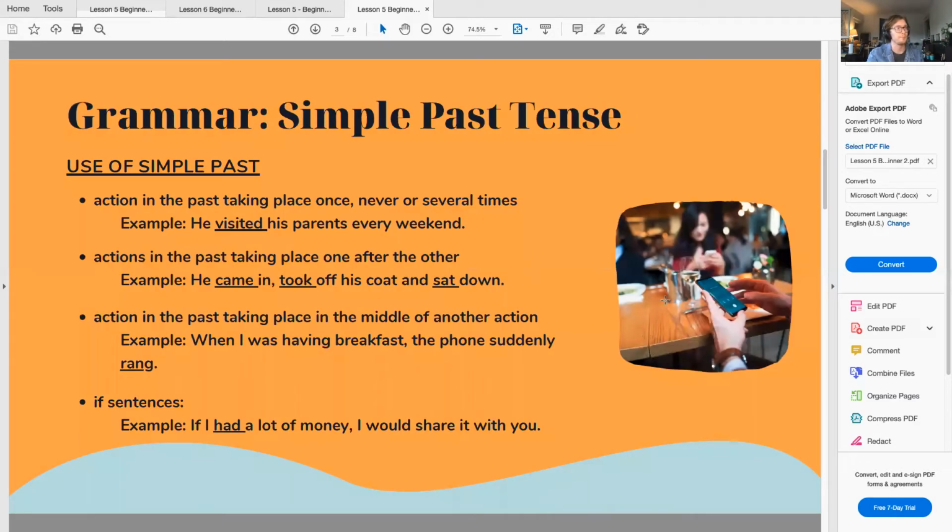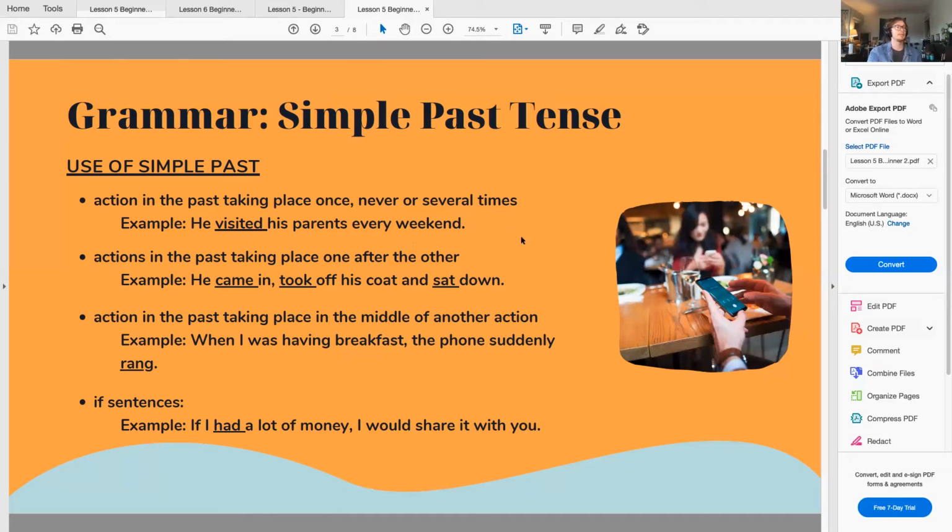So, okay, here are some circumstances where the simple past tense verb needs to be used. First, actions that have taken place once, never, or several times. So I would say, for example, he visited his parents every weekend. These are things that happen on a regular basis, things that have happened before, but they have happened in the past.